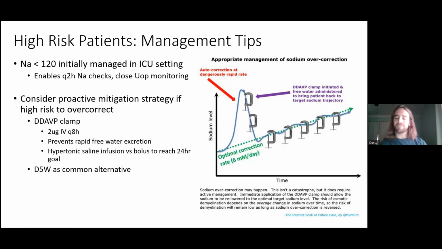More historically, D5 has been used. I've used DDAVP quite a few times now, and it feels very manageable, safe, and like a very controlled system, which is nice.